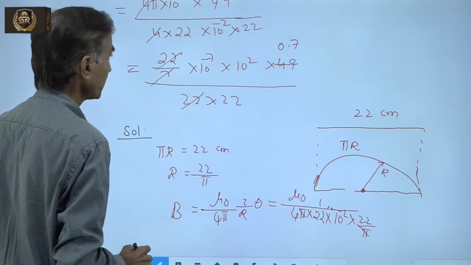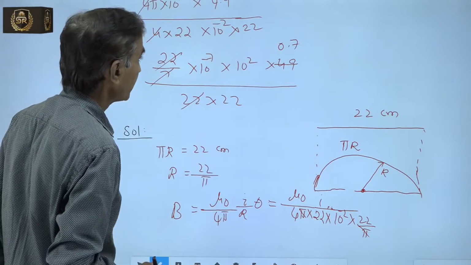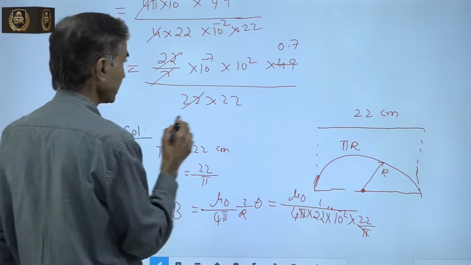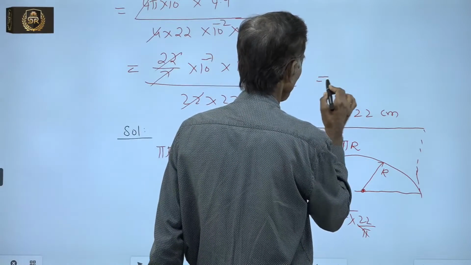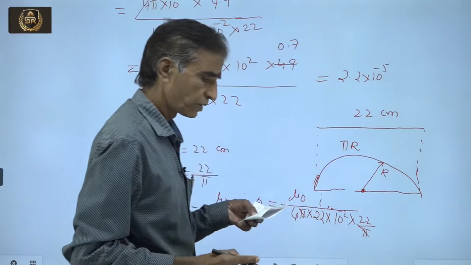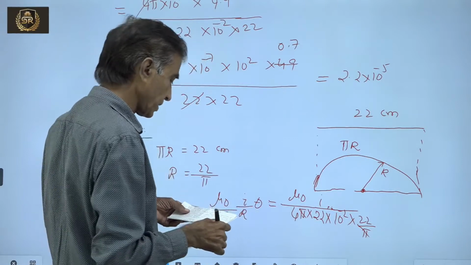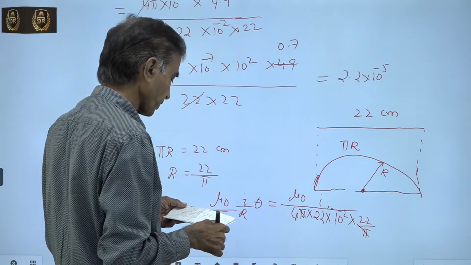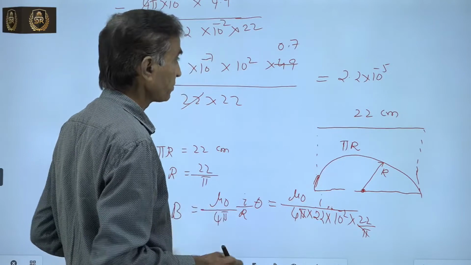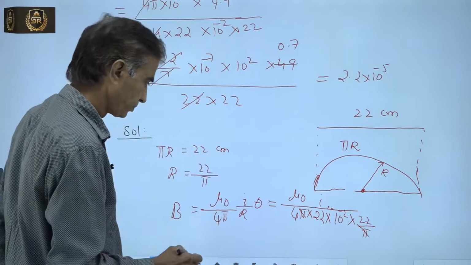Therefore approximately how much will we get? It will be approximately equal to 2.2 into 10 power minus 5. So that is the value. Different options are given. The correct option is 2.2 into 10 power minus 5 Tesla. Okay. So now next model.